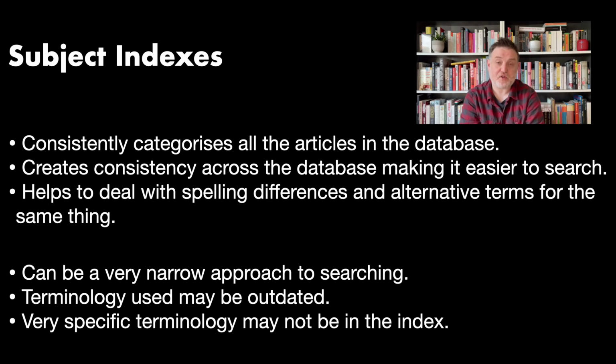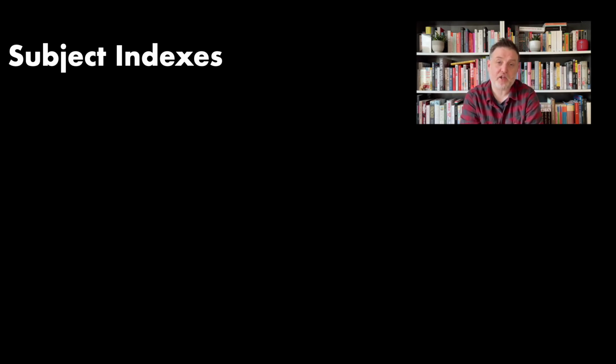One of the drawbacks of using subject terms is it can be a very narrow way of searching because you're limiting your search to how the database has categorised the articles. You may also find that terminology in the index is outdated and no longer acceptable. It can take time for usage to be updated and reflective of modern usage. Finally, you may find that very specific terminology may not be available in the index. Specific therapies, for example, may not have a subject index term. Sometimes it's necessary to take a step back and think about your topic more broadly when looking for the subject index term that you need.